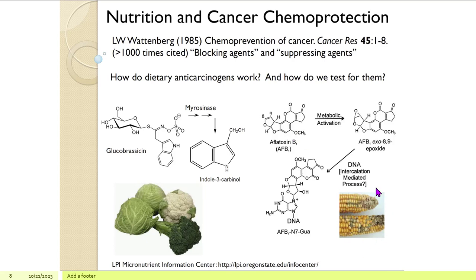So this can form on molds that grow on corn. This can also form on molds that will grow on peanuts as well. And so you may hear of peanut butter that's been contaminated with aflatoxins as well.